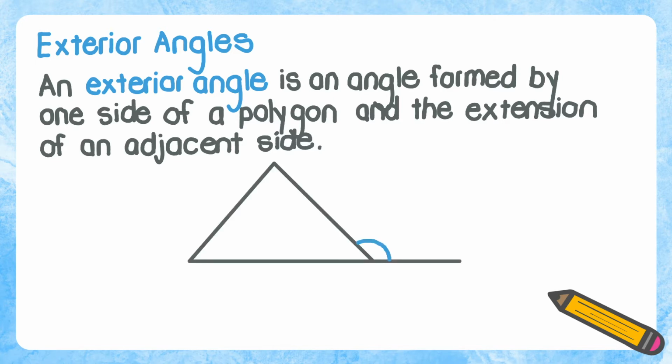So in a triangle, this would be an exterior angle. Notice how one of the sides is extended, and we look at the angle that's created basically by that extension.